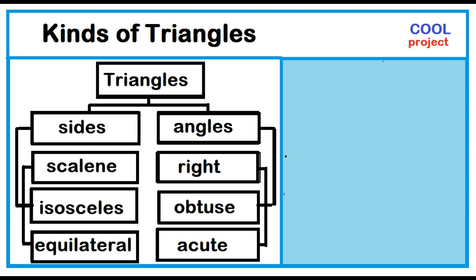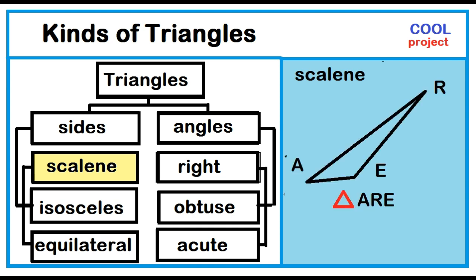What is a scalene triangle? Let's consider triangle ARE. The three sides are segment AE, segment ER, and segment RA. Triangle ARE has no congruent sides. Triangle ARE is a scalene triangle. A scalene triangle has no congruent sides.